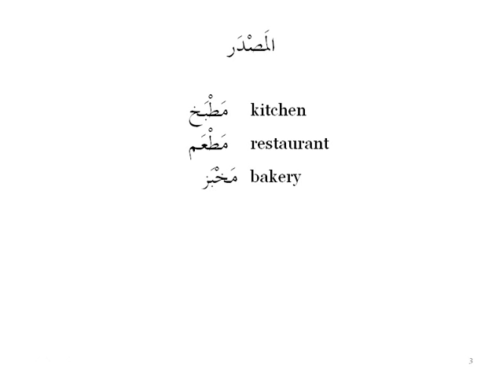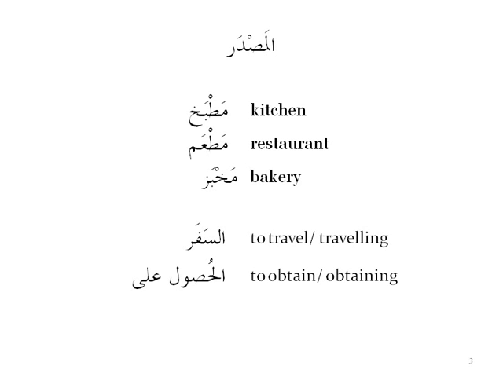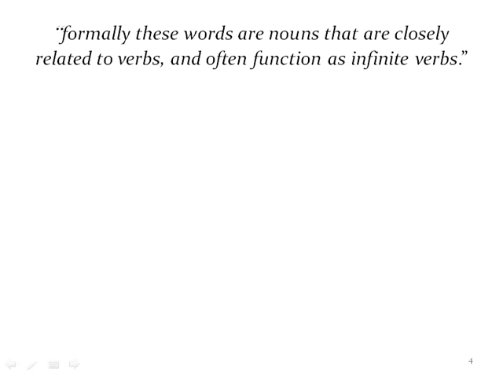Let's get started. Al-Kitab begins by asking you to review the meanings of the words safar and husul. And these two words mean, in the case of safar, either to travel or traveling, and in the case of al-husul ala, to obtain or obtaining. Let's keep going. Al-Kitab says, formally, these words are nouns that are closely related to verbs, and often function as infinitive verbs. Well, that's a bit unclear, I think, for most students. Let's unpack that a bit.